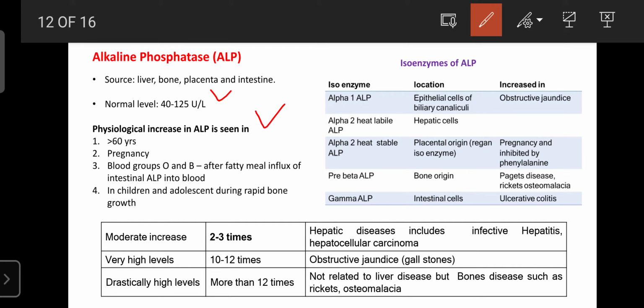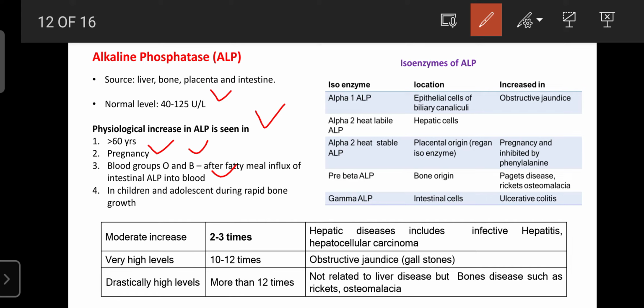the alkaline phosphatase. And also in the case of pregnancy, in the female the level is increased. That is also accounted for in your counseling or diagnosis. And also in people with blood group O and B, after a meal the influx of ALP into the blood also increases.